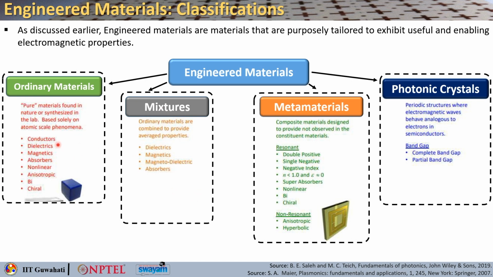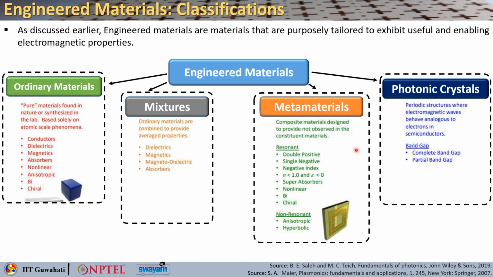But then comes the metamaterial, which are basically composite materials designed to provide some properties which are not at all supported by these two classes.